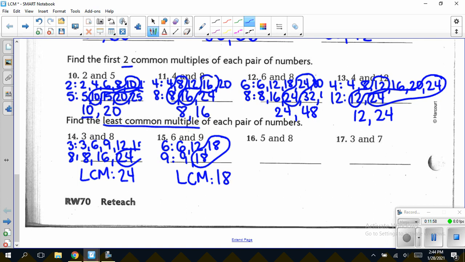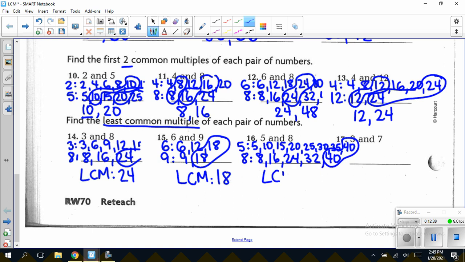For number 16, counting by 5 and then counting by 8. So when I count by 5s, I do have 5, 10, 15, 20, 25, 30, 35, 40. Counting by 8s, I have 8, 16, 24, 32, 40. So just knowing my answers to when I multiply 5 out and multiply 8 out, I did know that I was going to have to go up to 40 to find the LCM.